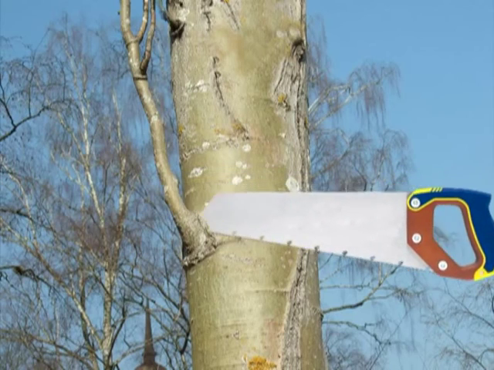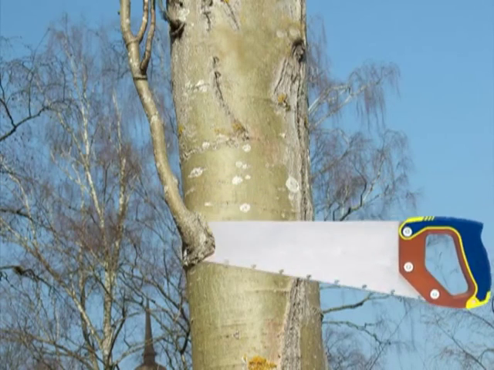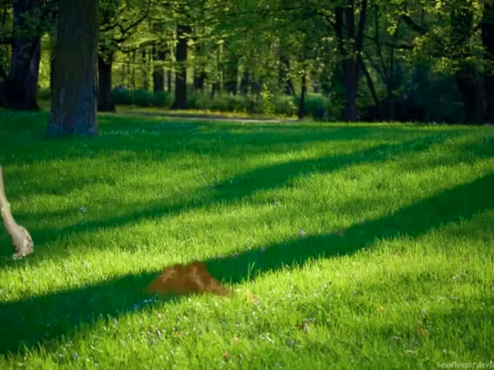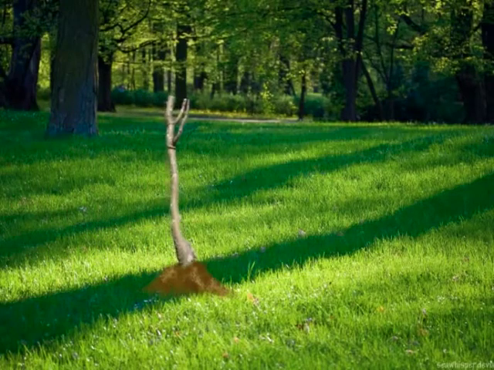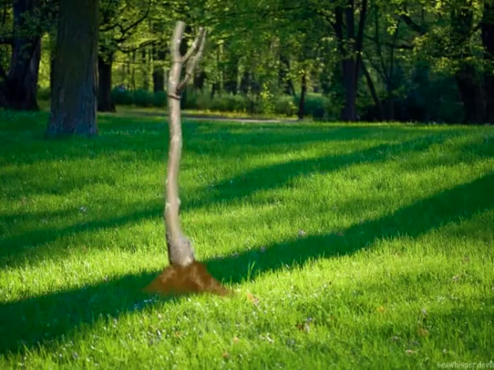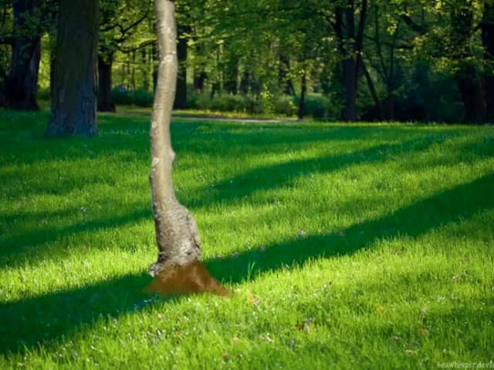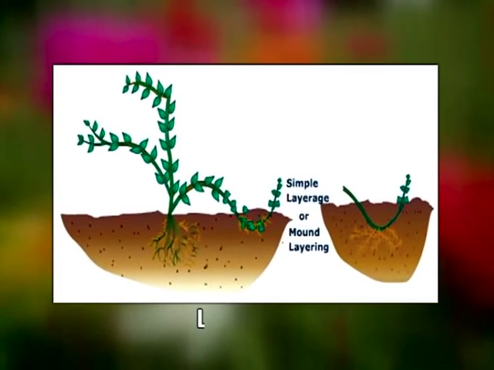Number one, cutting. It is the process in which a vegetative portion from a plant is taken and is rooted in the soil to form a new plant. The portion used is called a cutting. Next is layering. In this technique, roots are induced on a stem before it is detached from the plant body.